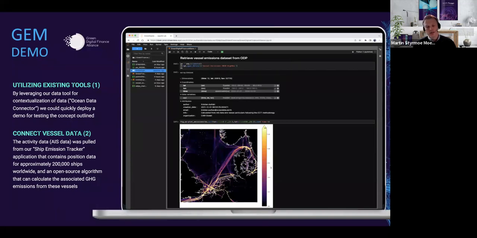And one of those data sets is activity data on ships, AIS data. We were able to ingest that pretty quickly and also calculate the emissions from these ships and traffic in 2021 for this use case. If you go to the next slide.